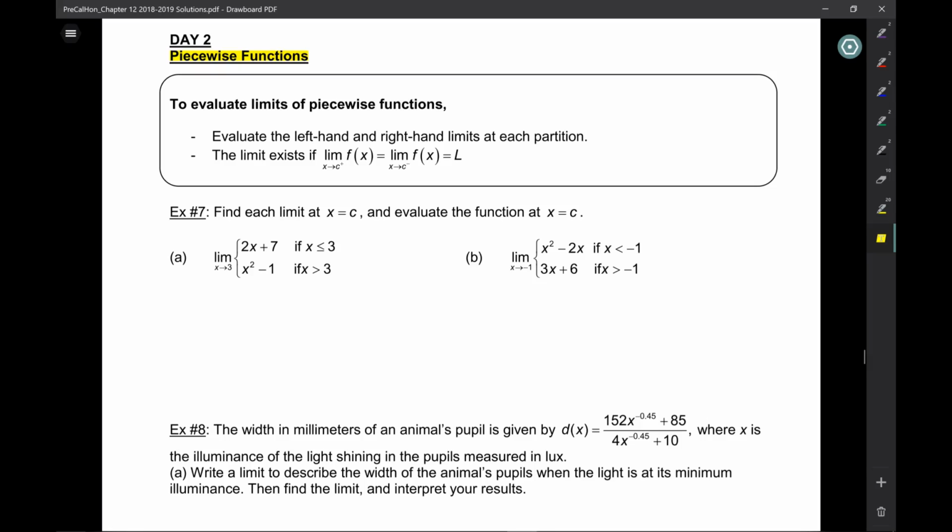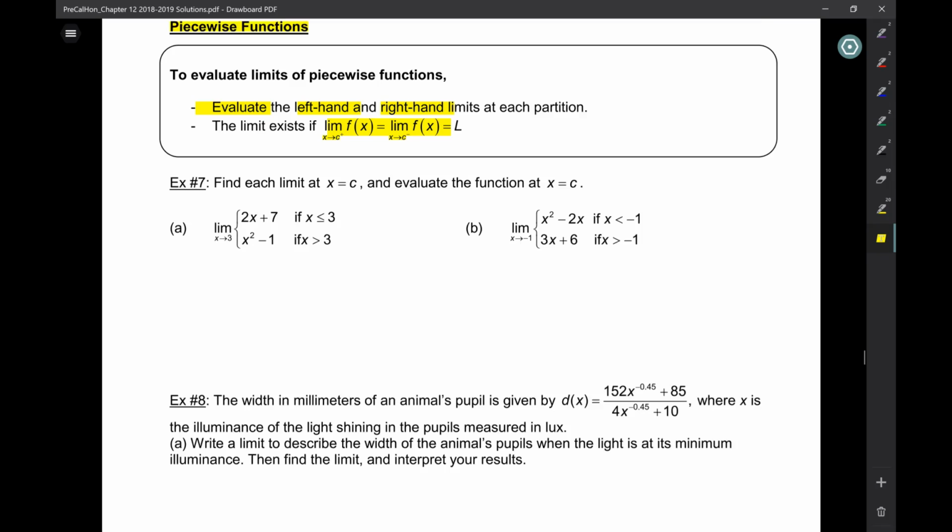All right, so to evaluate the limits of piecewise functions, we have to look at them from the left and from the right, because remember what a piecewise function is. It's a function made up of two functions, and on the left of the partition you have a completely different function than on the right. So we have to evaluate the left-hand limit and the right-hand limit at each partition, and the same rules apply. If the right-hand limit and the left-hand limit are the same and they exist, then that's the limit of the function at that point.